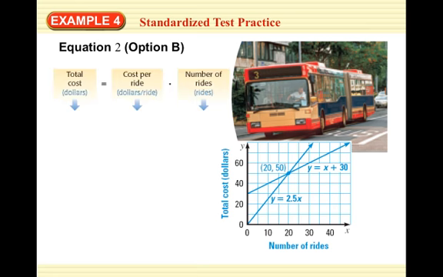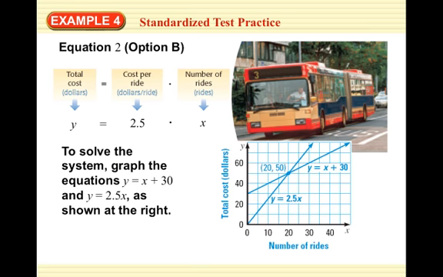So the total cost is just going to be that cost per ride times the number of rides because there's no monthly pass, there's nothing to purchase ahead of time. So it's just y equals 2.5 times x. All right. So to solve the system, you're going to graph the equations y equals x plus 30 and y equals 2.5 times x as shown on the right.